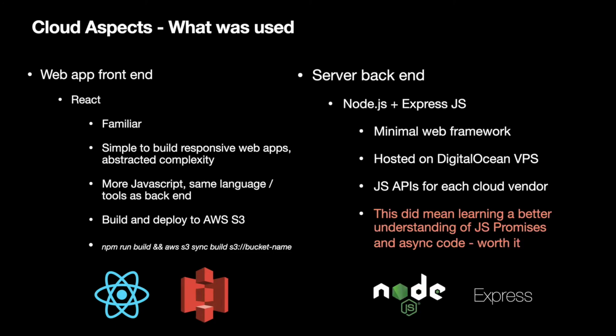For the server backend, we're just running Node and Express. This is a minimal web framework that's perfect for our case where we're only using one endpoint and taking and returning the same type of data every time. It's also being hosted on a DigitalOcean VPS. A third-party option was required in this case for performance testing for upload speed.